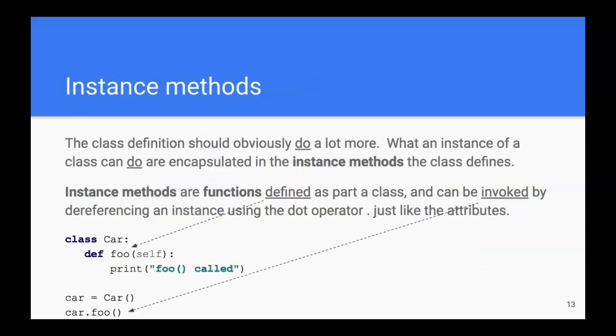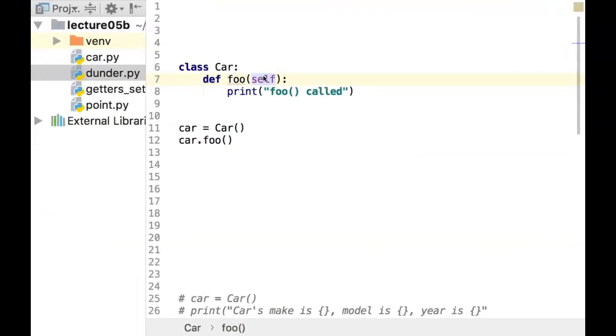So really, instead of relying on the client code to do this, the blueprint, the class definition, should be responsible for creating a consistent set of attributes for each instance of the class, right? What a class definition can do is put code into instance methods. So what are instance methods? They are just functions, but they're called methods because they are part of a class, and they can be invoked by dereferencing an instance, just like the attributes. So let me show a very quick example. I already wrote one here.